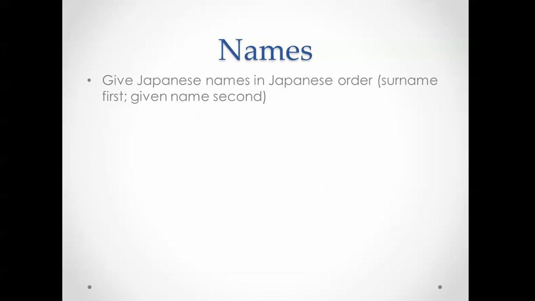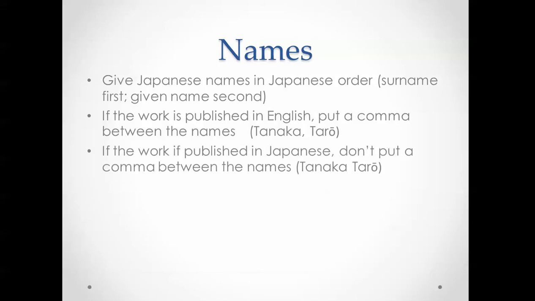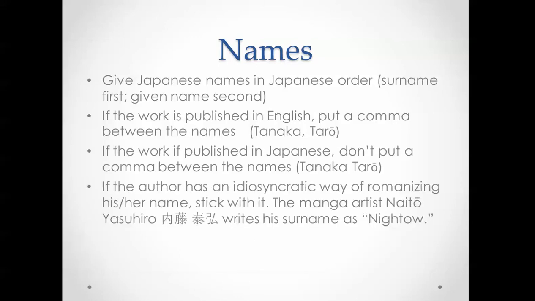Okay, let's do names. Give Japanese names in Japanese order, the surname first and the given name second. Unless the work that you're citing is published in English, in which case you should put a comma between the names. If they're in Japanese order and the work is published in Japanese, you don't need the comma. As I just said, if the author has some sort of odd or idiosyncratic way of romanizing his or her name, you kind of have to stick with it no matter how much you hate it.